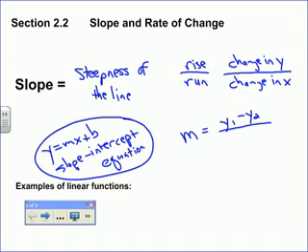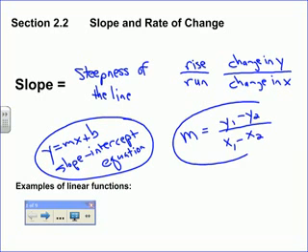So it doesn't matter if you do y2 minus y1 or y1 minus y2. Either way, it's just differentiating between the two. So y sub 1 minus y sub 2. Okay.